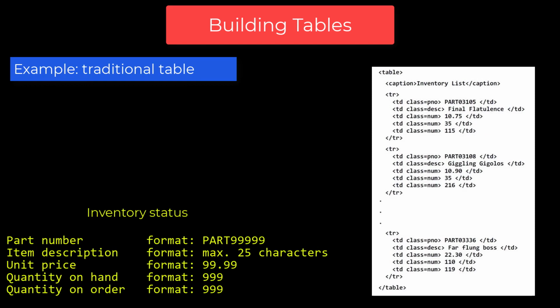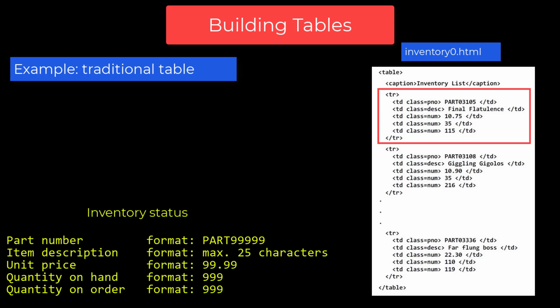Next, we display a part of a file for you to get the idea. The whole file is in your My Web Files directory under the name inventory0.html. So you see we have a table and our caption, and our first row, our TR, has 5 elements. First one, class equals pno, and it's part 03105. And the next one is class desc.